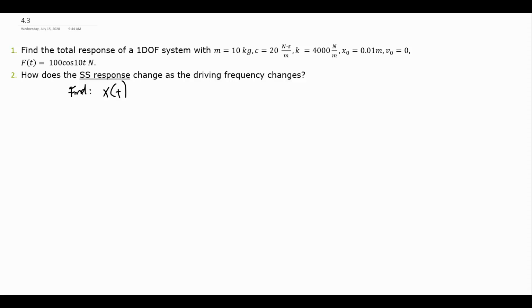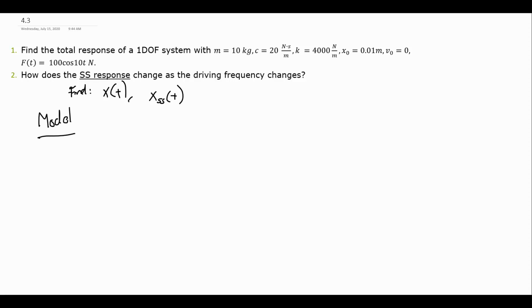And in part two, we want to see just how the steady state is going to change when we change the driving frequency. In part one, we'll use a driving frequency set at 10 radians per second, and then in part two, we'll let it vary. So either way, we are going to first need to make a model of our system.